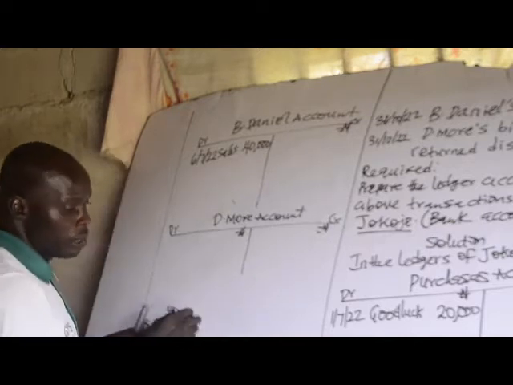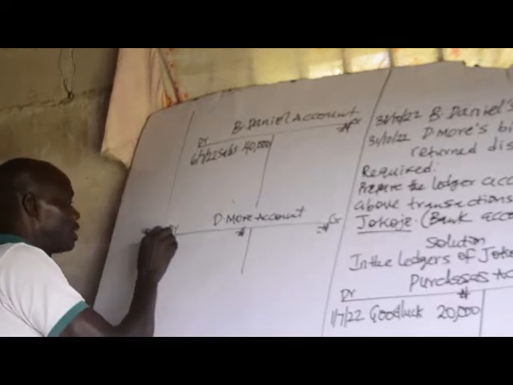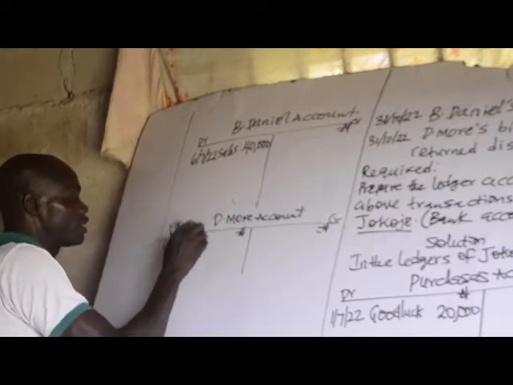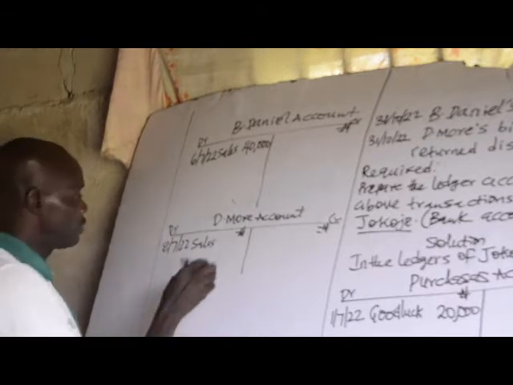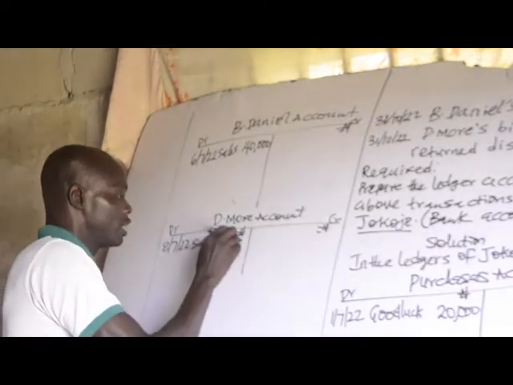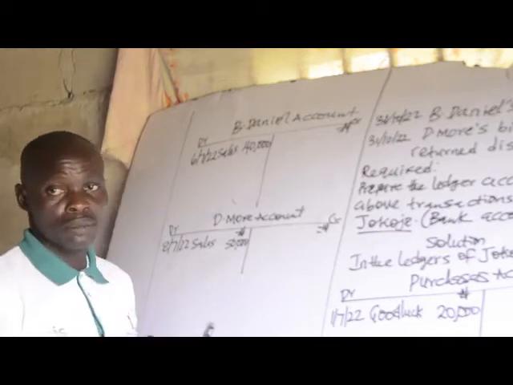So we debit D. Moore. 8th of July 2022, we have sales of 50,000 naira. Back to the question.